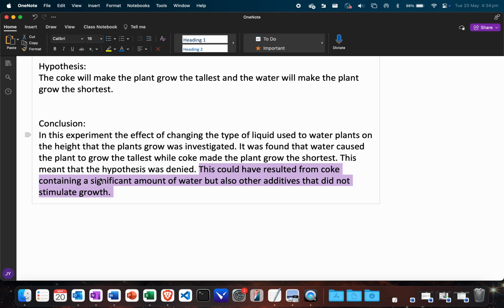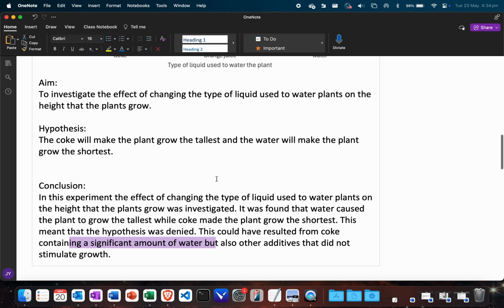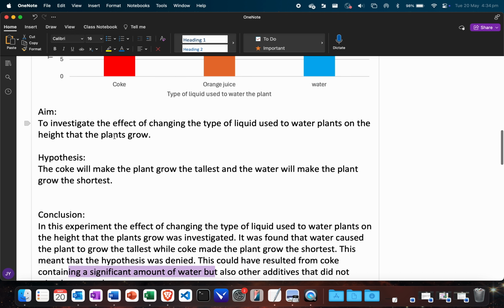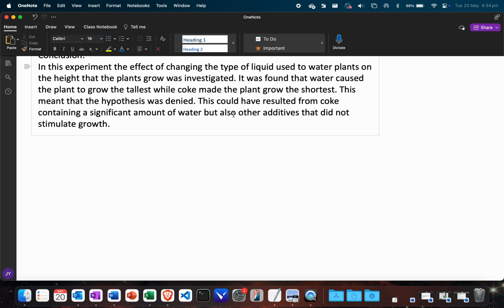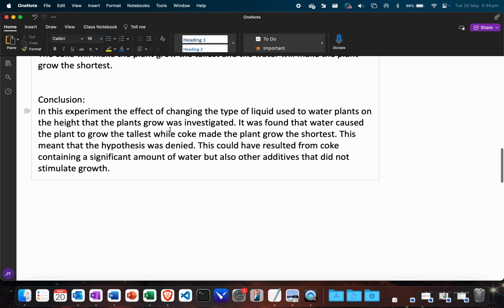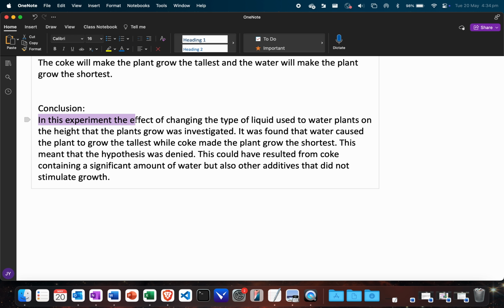Now I actually made this up. I haven't actually done the research into this, but you would have done background research that you can draw upon to combine with your trend. So you say, this could have resulted from Coke containing a significant amount of water. I basically just said it's mostly water, but the other stuff that isn't water didn't help it grow. Okay, so that is how we could write our conclusion.